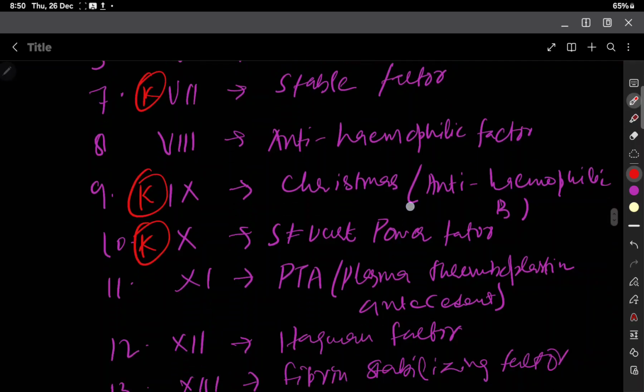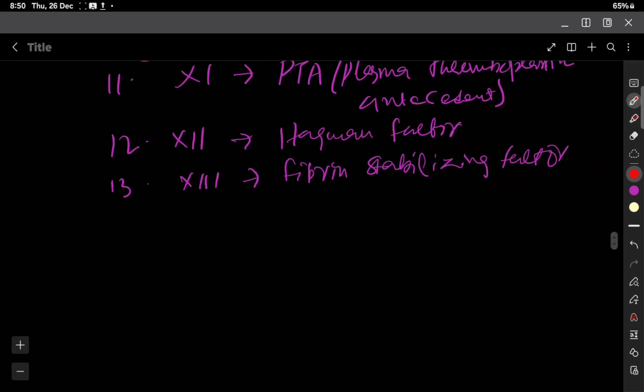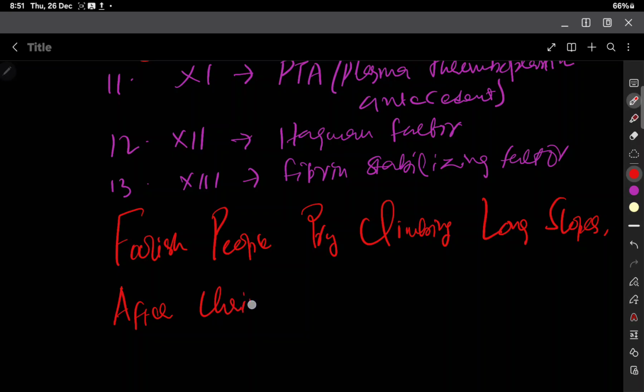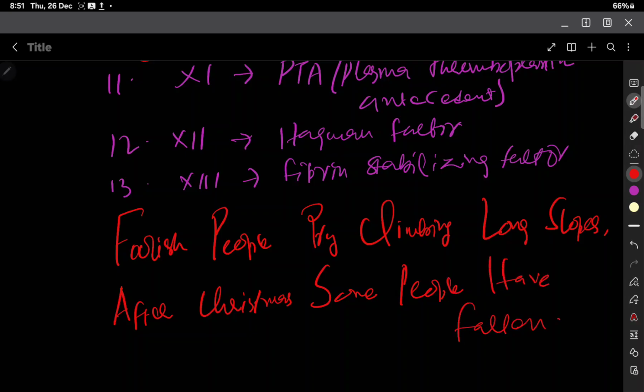Okay, or you can remember all these factors by mnemonics. For example, I will write the mnemonic here. Foolish people try climbing long slopes after Christmas. Some people have fallen. So this is a mnemonic to remember all the clotting factors.